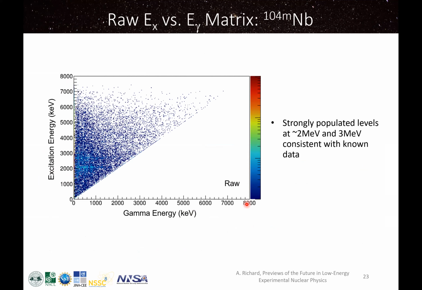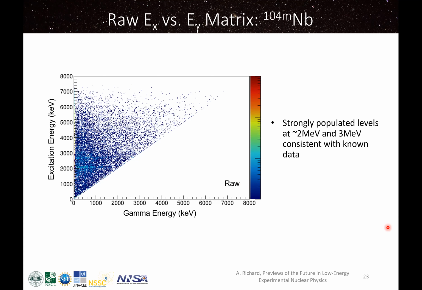If you've seen one of these Beta-Oslo talks before, you might be thinking that this matrix looks a little bit sparse, especially up here in the statistical region. And that's kind of true. At this point in time, this was the highest mass case that we tried with Beta-Oslo, and also the lowest statistics case. But what you can see is that there are some strongly populated levels at 2 and 3 MeV. That's consistent with known data, so we have verified that everything looks good.